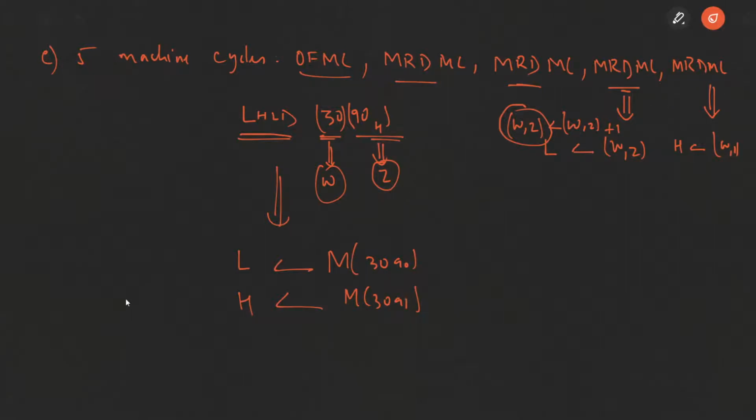So we have 5 machine cycles, and therefore, how many T states? We have 4 T states for the first, then 3, 3, 3, 3. So that means a total of 16 T states. 16 into 0.324 gives 5.12 microseconds. There is no variation of this.